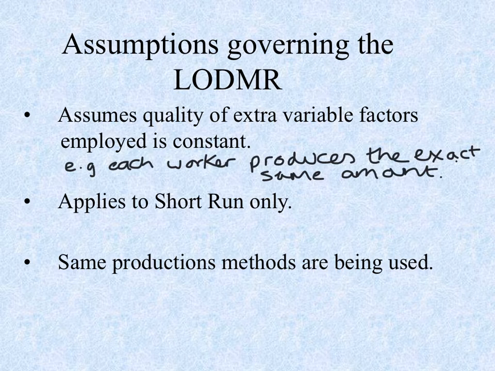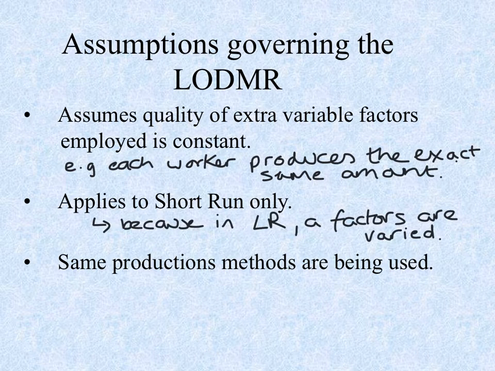The second thing is that it applies to the short run only. This is because in the long run, all factors are varied. Remember we talked about chopped in the last video, the idea that in the short run they may only have one premises, that's our fixed factor. But in the long run, they'll have more premises. So the law of diminishing marginal returns may not apply.